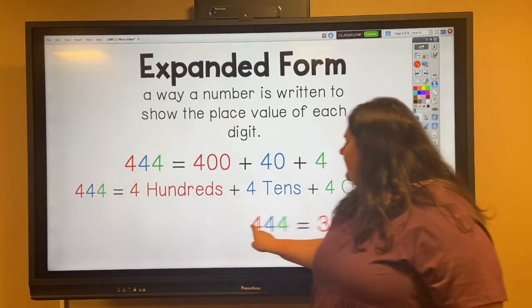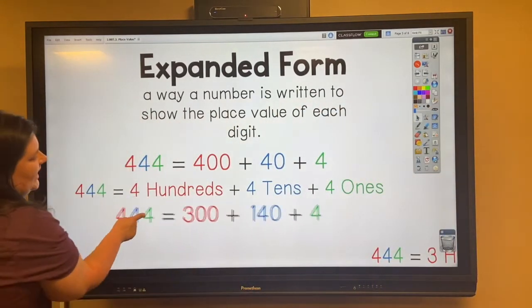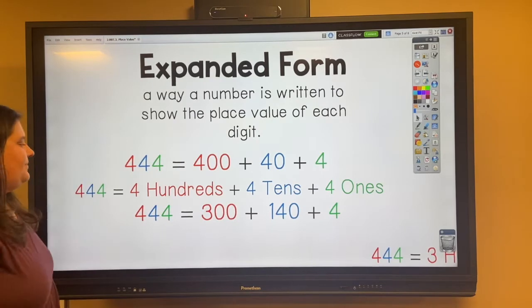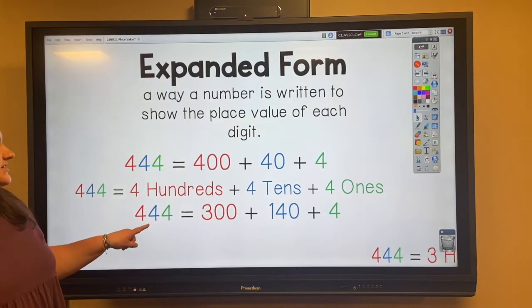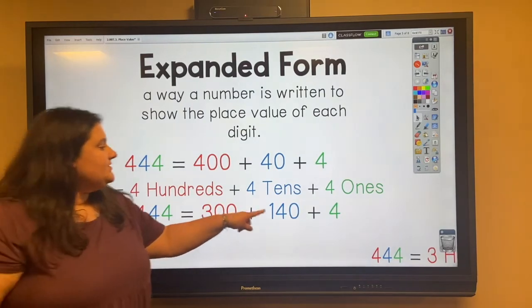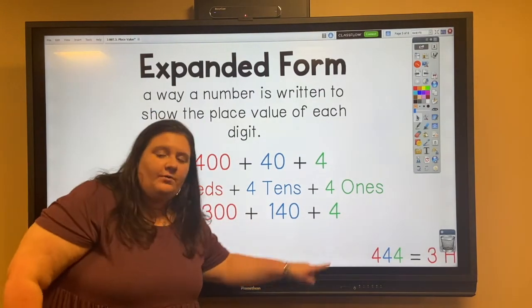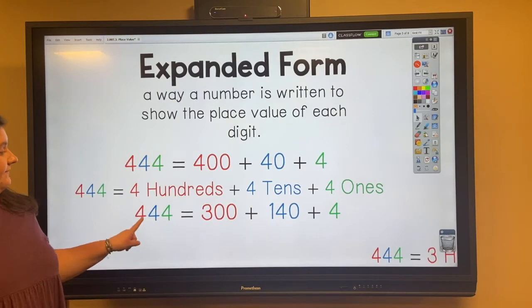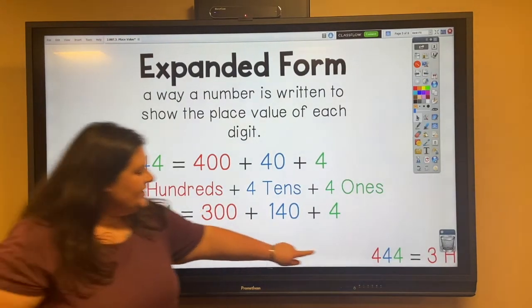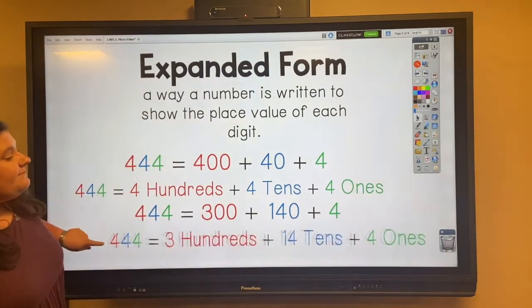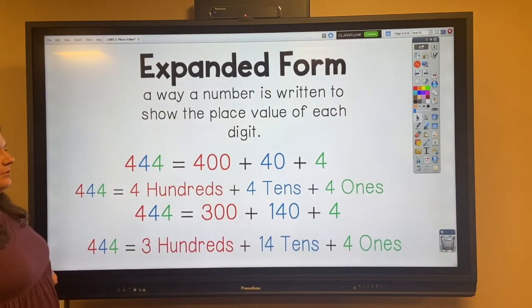You can also break apart the hundreds place a little bit more. So for example, in this example, what this shows is that 444 is also the same as 300 plus 140 plus 4. So 444 is the same as 3 hundreds, 14 tens, and 4 ones.